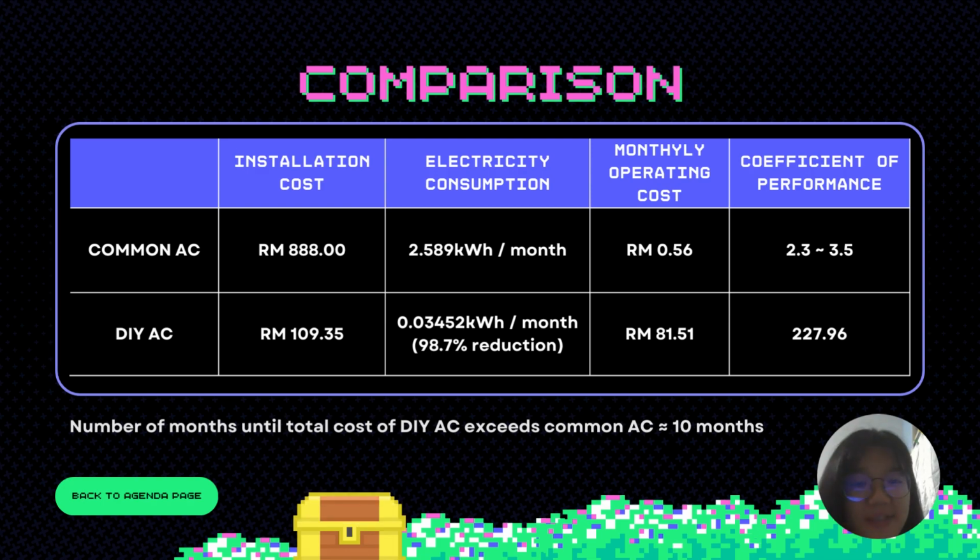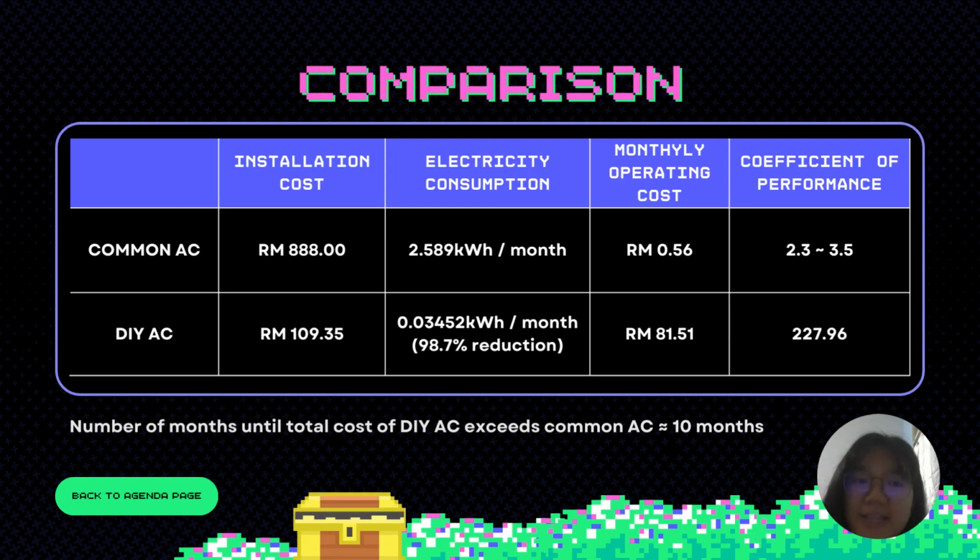The electricity consumption is the amount of electricity used to cool the room, and the aircon only operates one time per day. The DIY aircon has a 98.7% reduction in electricity consumption, which supposedly leads to a lower monthly operating cost. However, as the ice has to be replaced day by day, it leads to higher monthly operating costs for the DIY aircon as compared to the common one.